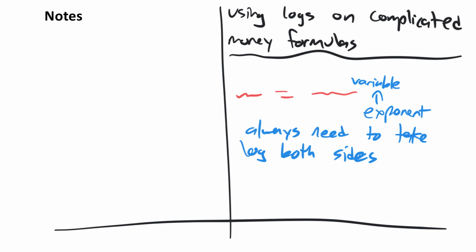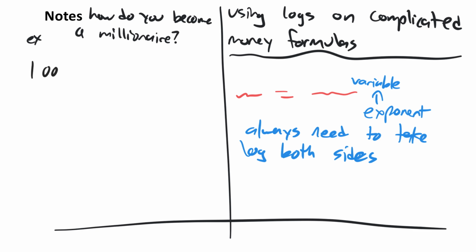Now for our last example here, I want to ask the question everybody's been dying to know. How do you become a millionaire? Everybody wants to become a millionaire. And that seems like the kind of question we could answer with our math. We want to have $100,000 as our future value. I mean, we could do either the easy version or the hard version.